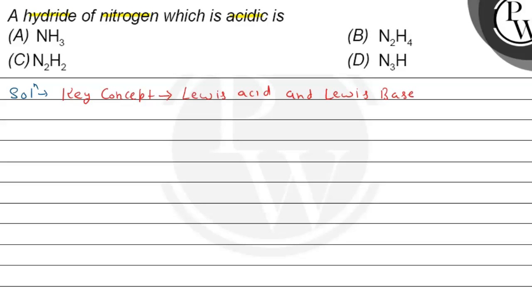So let us look at each option and see which type of nature it has. First of all we have been given ammonia, and we know that the structure of ammonia is like this. We have a lone pair present over this nitrogen, so it is an electron rich species and it can donate a pair of electrons. That is why it is a Lewis base. So it is basic in nature.